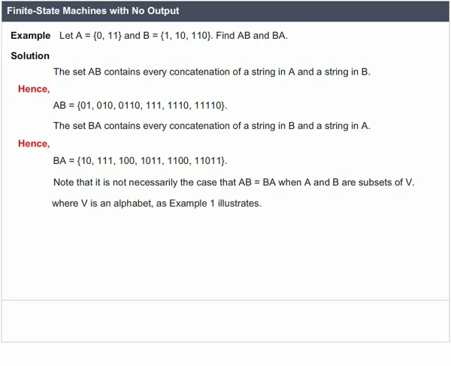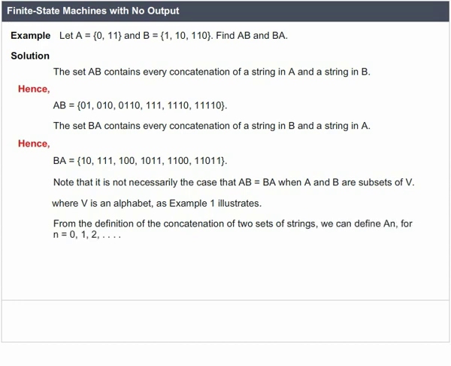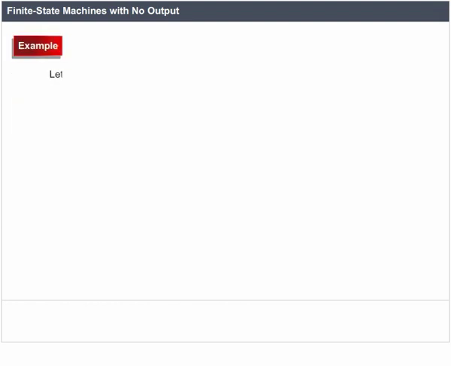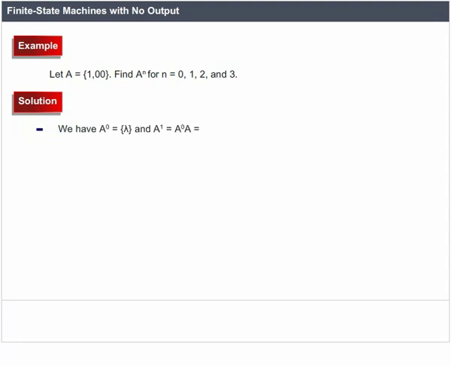From the definition of the concatenation of two sets of strings, we can define A^n for n = 0, 1, 2, etc. This is done recursively by specifying that A^0 = {λ}, A^(n+1) = A^n A for n = 0, 1, 2, etc. Example: let A = {1, 00}. Find A^n for n = 0, 1, 2 and 3. Solution. We have A^0 = {λ} and A^1 = A^0 A = {λ}A = {1, 00}.